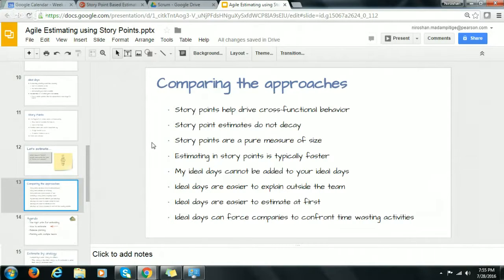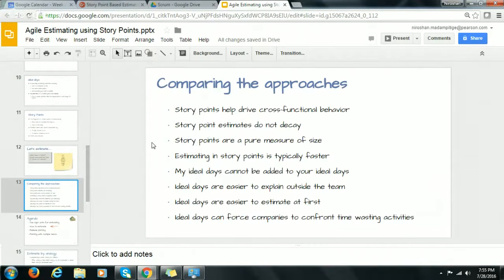My ideal days cannot be added to your ideal days. So this is very crucial. Even when it comes to story point based estimations, sometimes I hear some of the Agile teams try to compare their estimations with other teams' estimations using story points. That's not possible, because these 2 teams will be in totally 2 different contexts. So in scenarios like that, it's not possible for anyone to measure that.